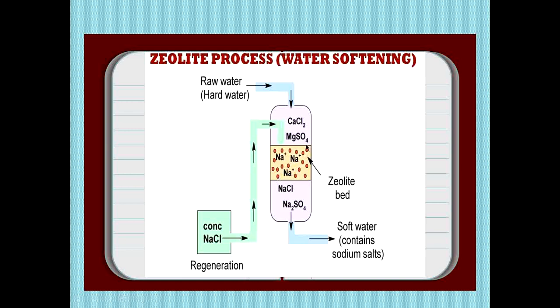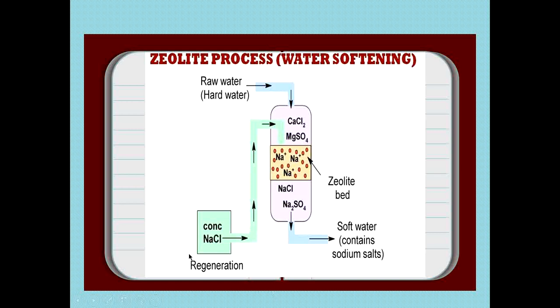Now look here. If CaCl2 is present in water, sodium replaces the calcium and it is converted into sodium chloride. Similarly, magnesium sulfate is converted into sodium sulfate. These two are not as harmful as CaCl2 and MgSO4, and that's why the salts present in the water are converted, and the water becomes soft water containing sodium ions. So by using this we can convert hard water into soft water.